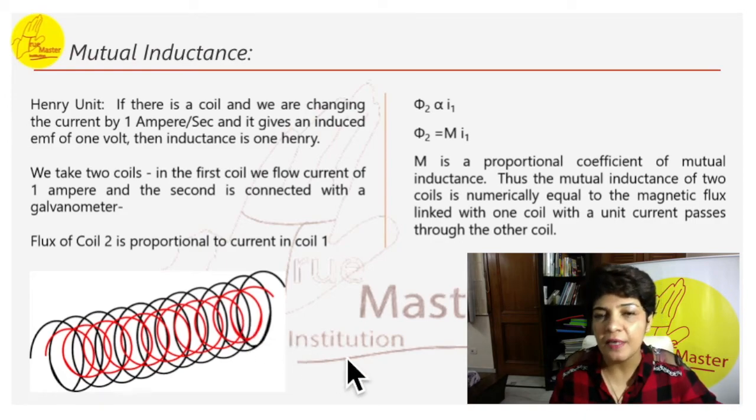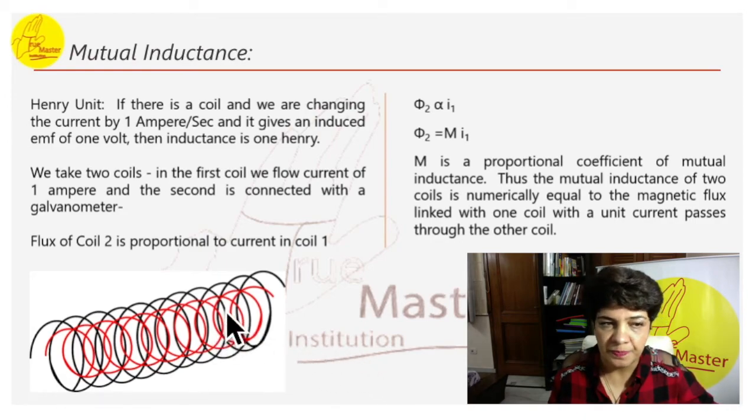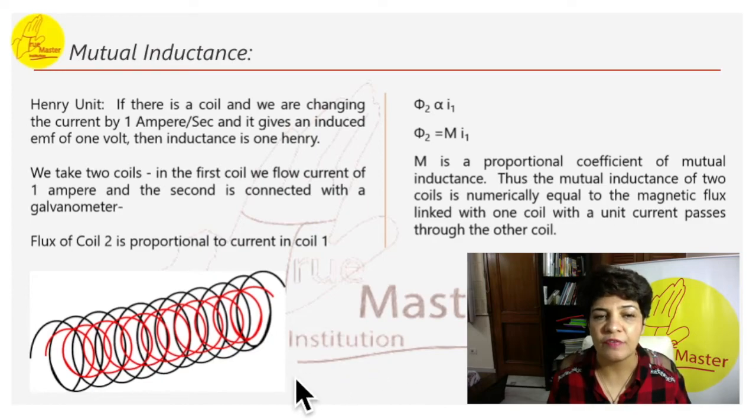So what will be the effect of one on the other? Mutual inductance is the phenomenon of production of induced EMF in one coil due to a change of current in the neighboring coil.